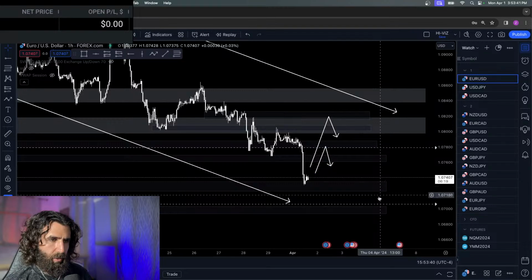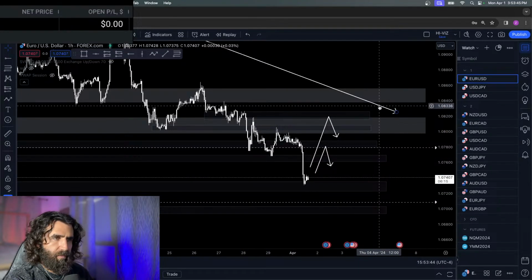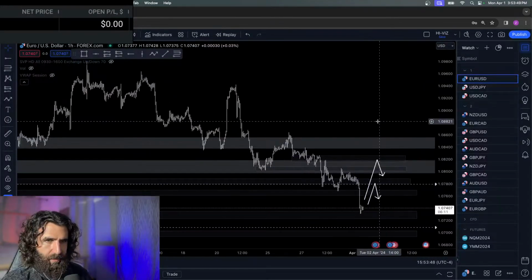So I've got an alert up here. I've got an alert if it just comes down and breaks below these lows. I'll get rid of my big obvious arrows here. I really think a pullback is likely.